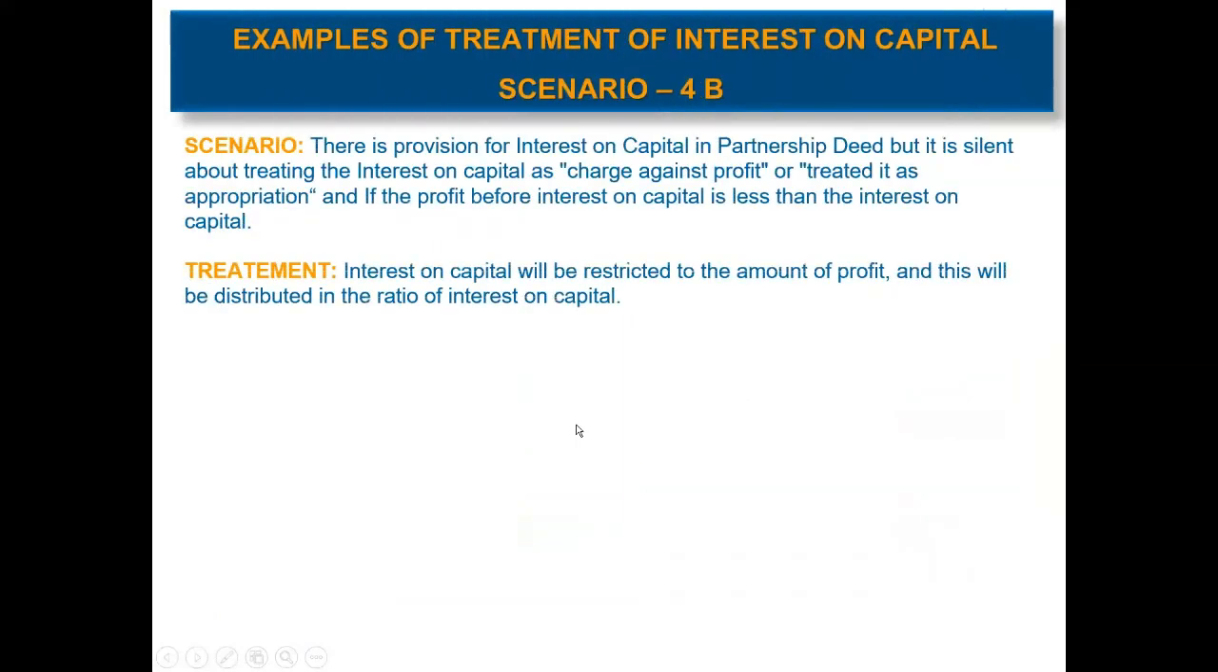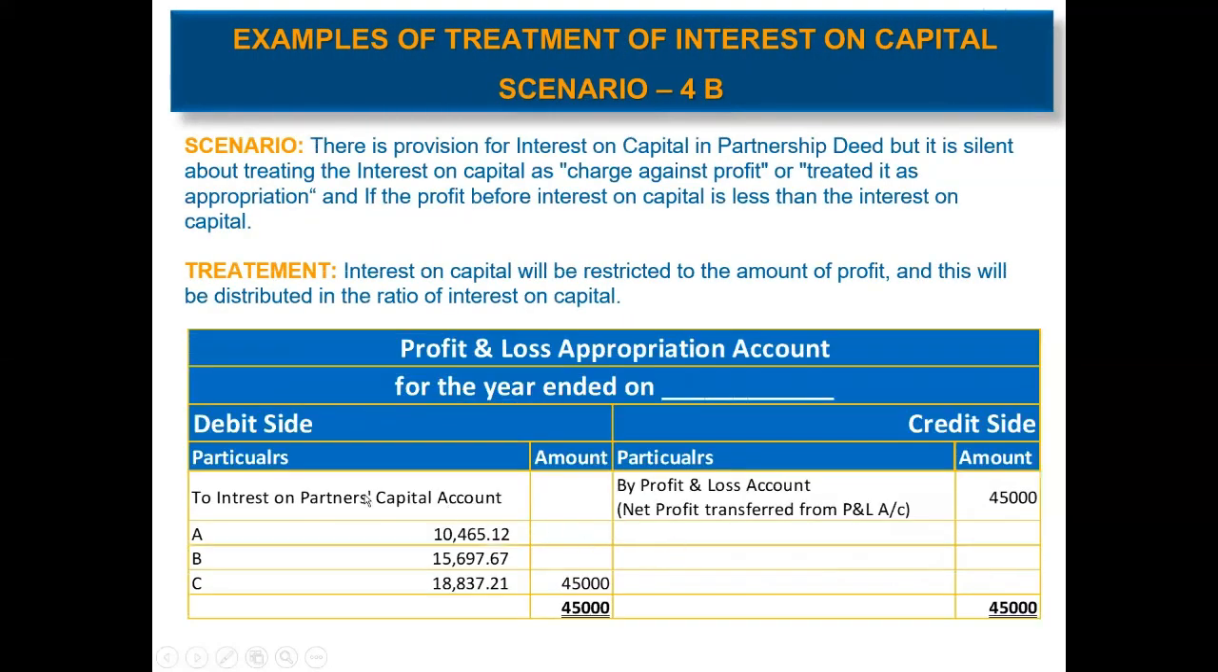When this distribution is done, the profit and loss appropriation account would look like this. By profit and loss account, the net profit transferred is 45,000, and this 45,000 is distributed among the partners on account of interest on partners' capital account. Remember, this distribution is not in the ratio of their profit sharing, but in the ratio of their interest on capital.